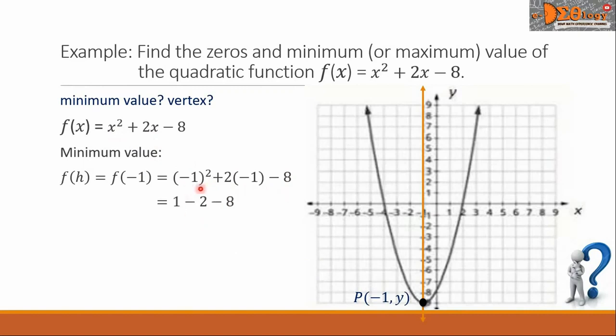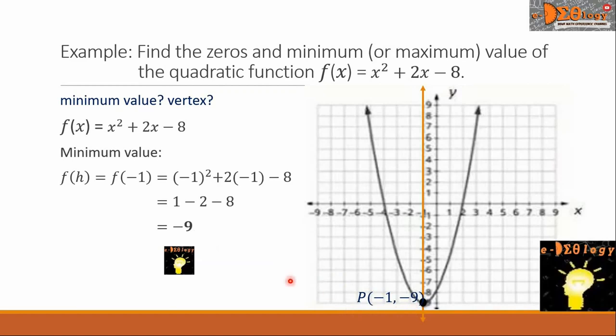Simplifying further, this square of negative 1 is positive 1. 2 times negative 1 is negative 2. And the constant negative 8 is copied down here. Simplifying this, we have now negative 9. And this is our answer. This is the minimum value. Now, this negative 9 value is the same value for the y here. And we can substitute it now. So the vertex is negative 1, negative 9. And this is our final answer.